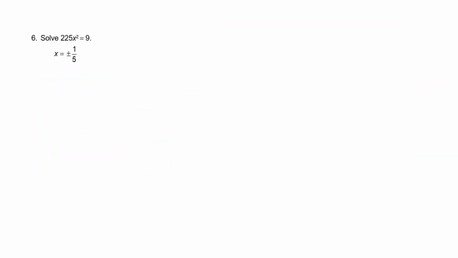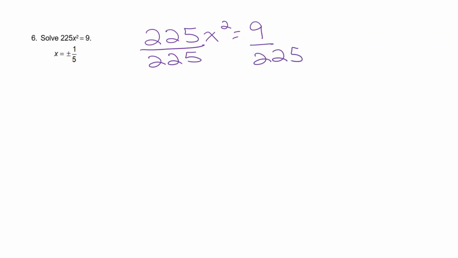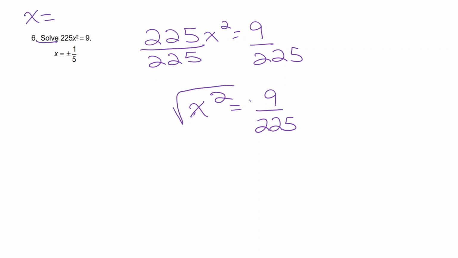Next, this one says solve. So, oops, I've already written the answer there for you. Anyway, all we need to do is say 225x squared equals 9. So let's just divide both sides by 225. So I end up with x squared equals 9 over 225. Now when I see the word solve, I want to say x equals, but right now I have x squared. So I'm going to take the square root of both sides. So I end up with x equals the square root of 9 over the square root of 225.